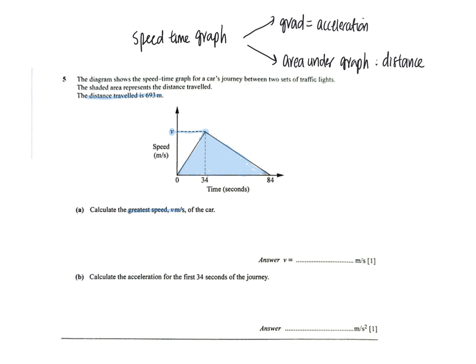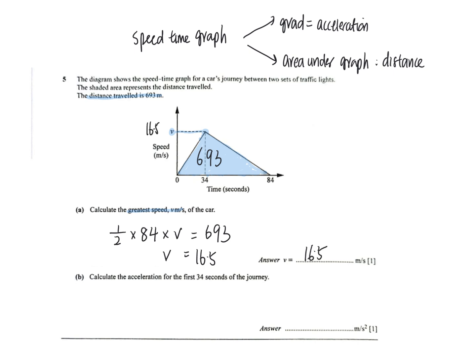So this whole thing is 693. So half times base times the height V gives you 693. So if you know this, then you can find the answer. (16.5). So the highest speed is 16.5 meter per second.